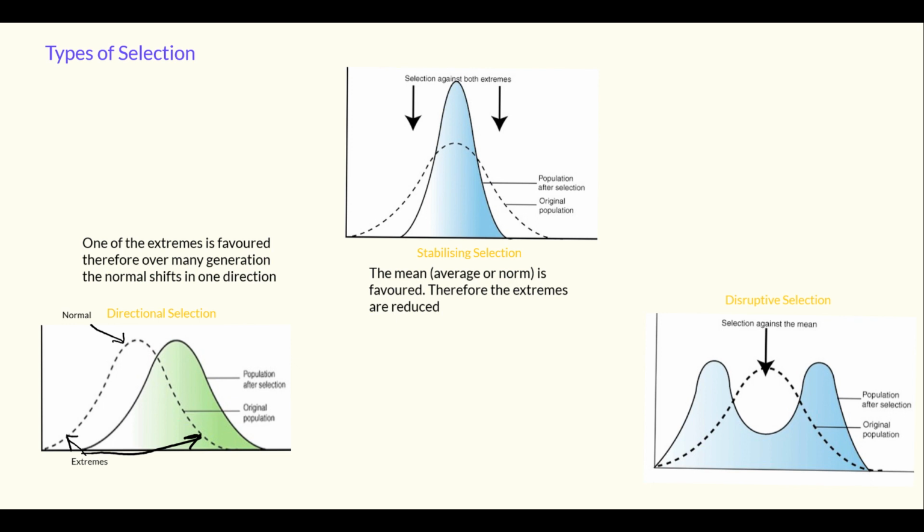And finally, for disruptive selection, both of the extremes are favoured and therefore the mean is reduced. And there's not very many examples of this. It's very new to the specification, so there aren't common examples that come up relating to disruptive selection.